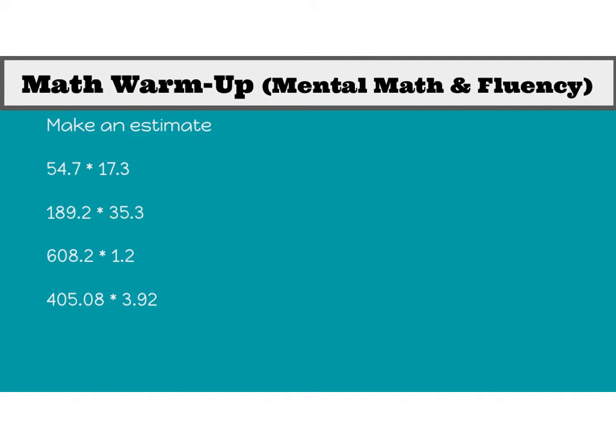Math warm-up time. Go ahead and number your dry erase board or your paper from 1 to 4. Take a look at these 4 problems, and I would like you to write an estimate equation with the answer. Pause your video. All right, for our first one, I would round that as 50 times 20 equals 1,000.